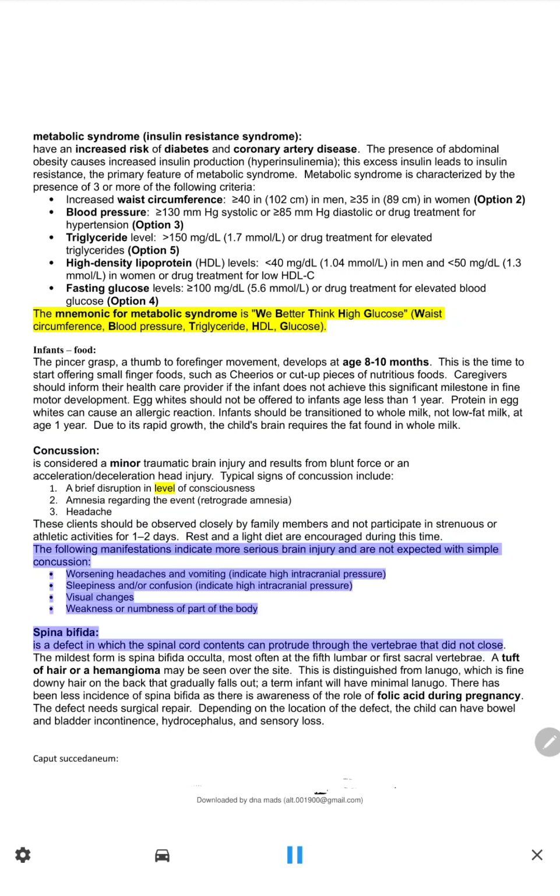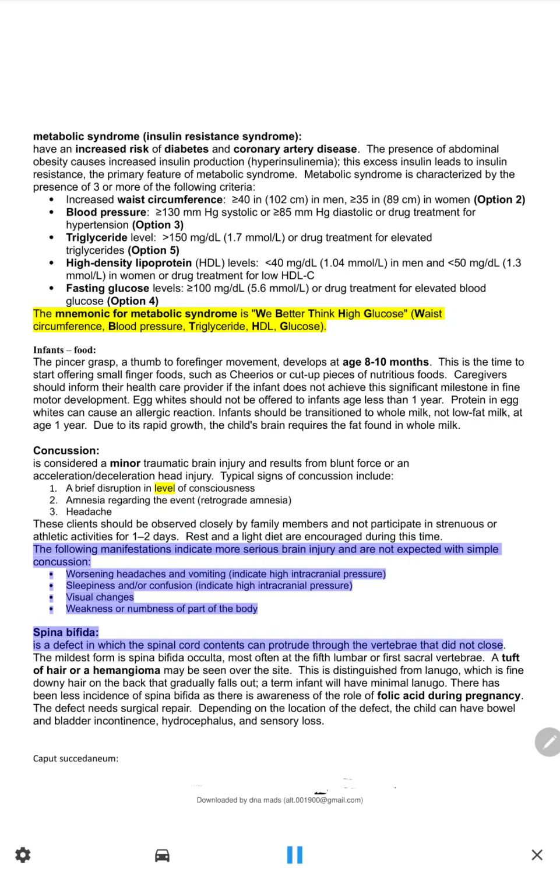The following manifestations indicate more serious brain injury and are not expected with simple concussion. Worsening headaches and vomiting indicate high intracranial pressure. Sleepiness and/or confusion indicate high intracranial pressure. Visual changes. Weakness or numbness of part of the body.